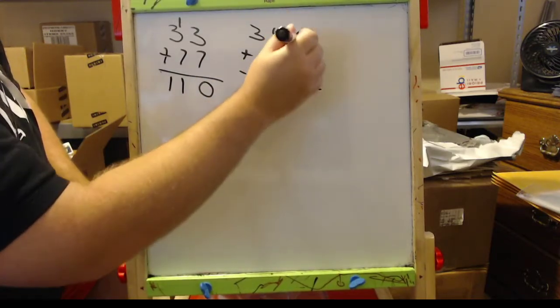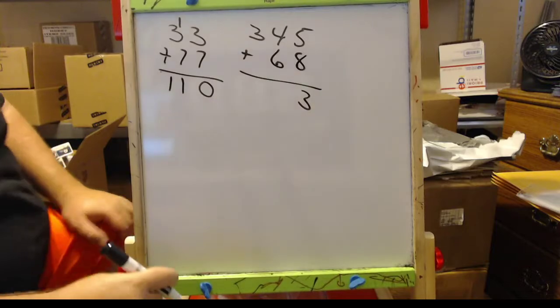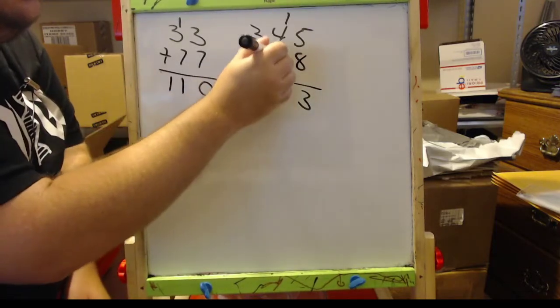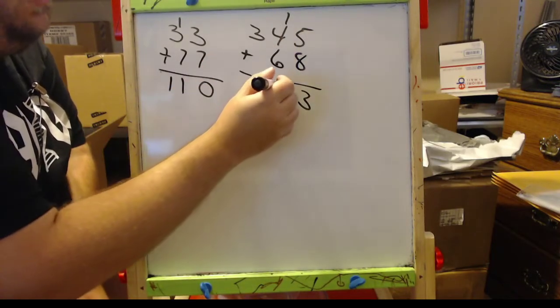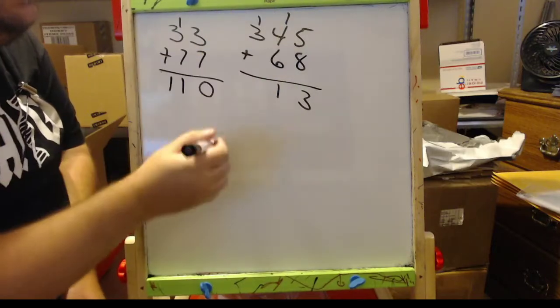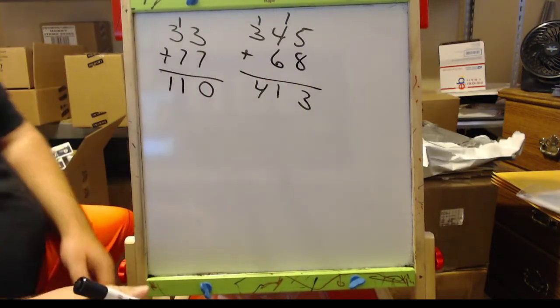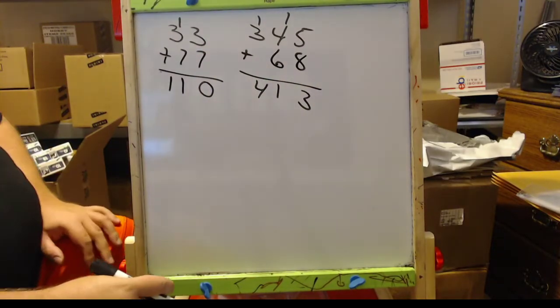Okay. So 8 and 5 is 13. We put the 3 down. We carry the 1. 6 and 4 is 10. With 1, that's 11. Then carry it again, and we end up with 413.